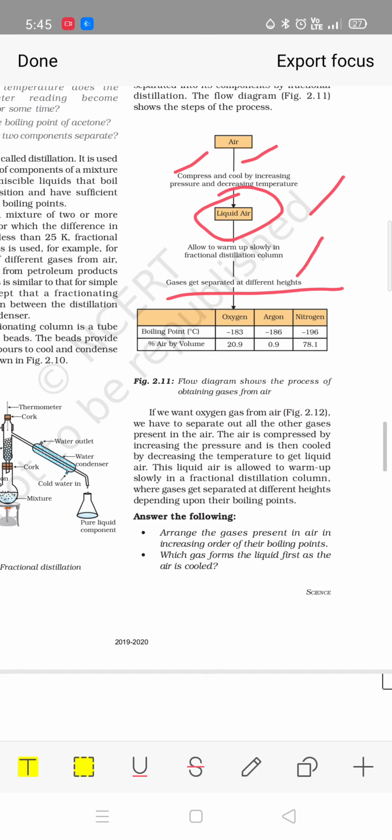Students, for example, let's take it that if you want oxygen gas from the air, then we have to separate out all the other gases present in the air.